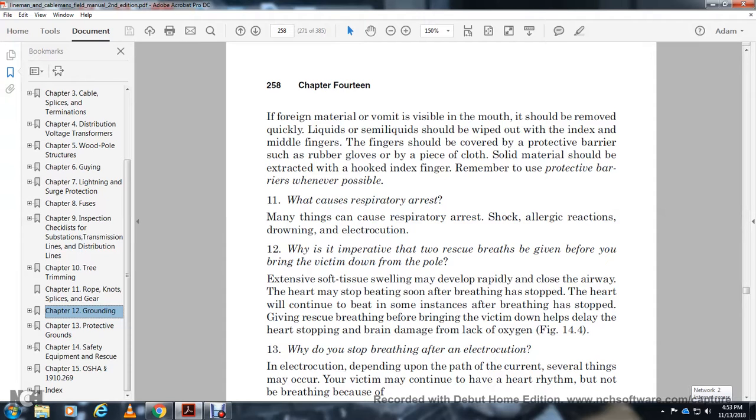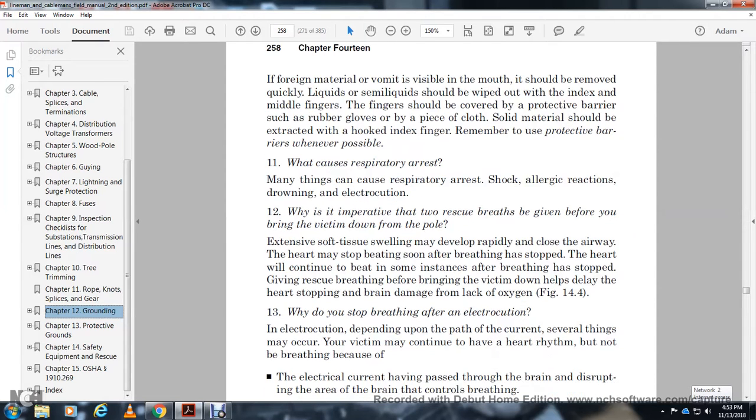Why is it imperative for two rescue breaths to be given before you bring the victim down from the pole? Since tissue swollen from an allergic reaction may develop rapidly and close the airway, the heart may stop soon after breathing stops. The heart will continue to beat for some time after breathing stops. Give the rescue breathing before bringing the victim down from the height, to prevent the heart stopping and brain damage from lack of oxygen.